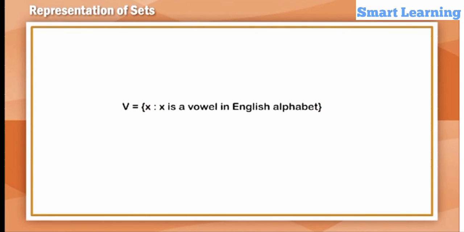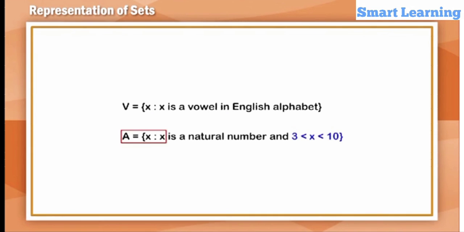In this description, the braces stand for the set of all. The colon stands for such that. For example, the set A = {x : x is a natural number and 3 < x < 10} is read as the set of all x such that x is a natural number and x lies between 3 and 10. Hence, the numbers 4, 5, 6, 7, 8, and 9 are the elements of the set A.